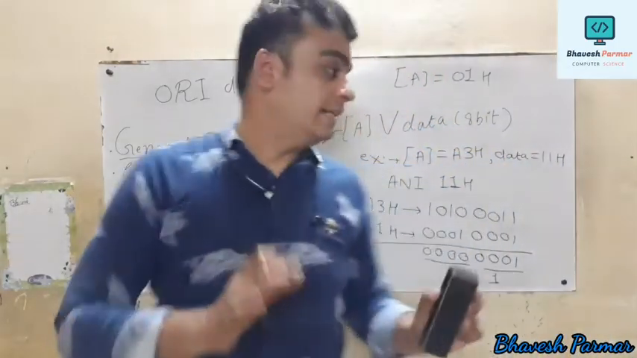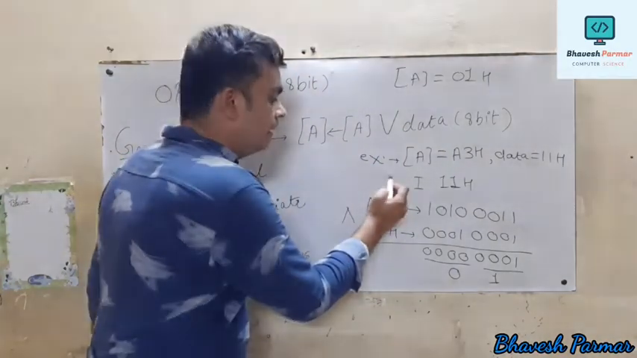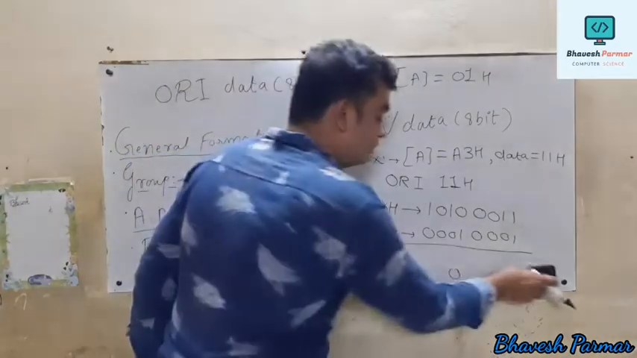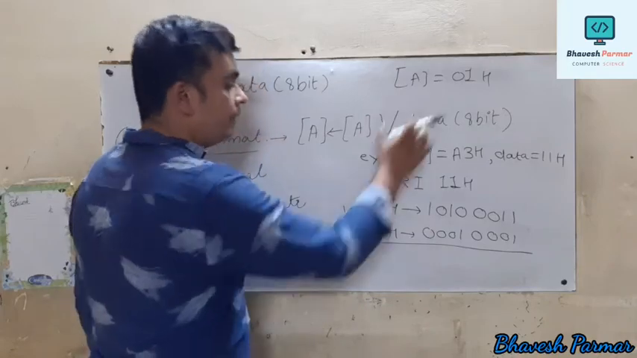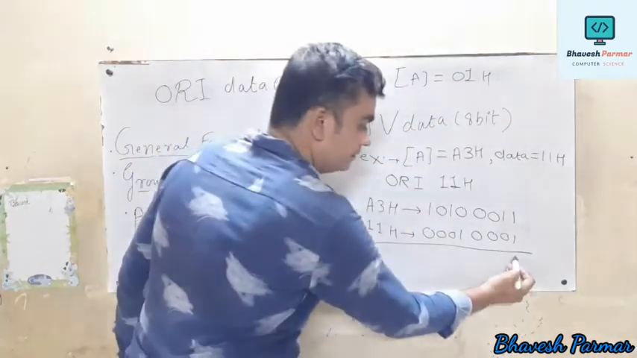Now let me take the example. In the example, instead of using AND, I am just taking the ORI instruction. Then what will be its effect on output? Let me see. When we applied the AND operation, we got the answer 01H. Now we see what happened.